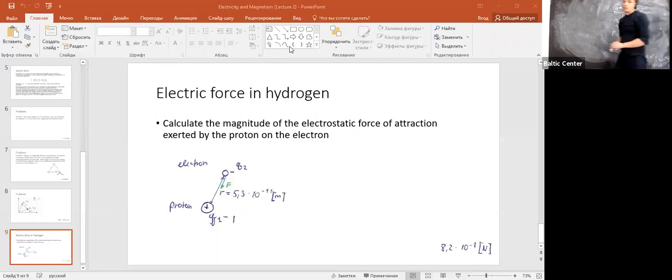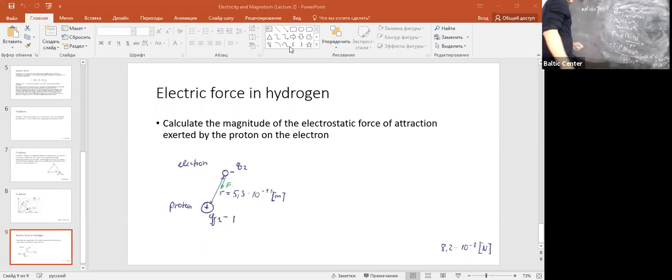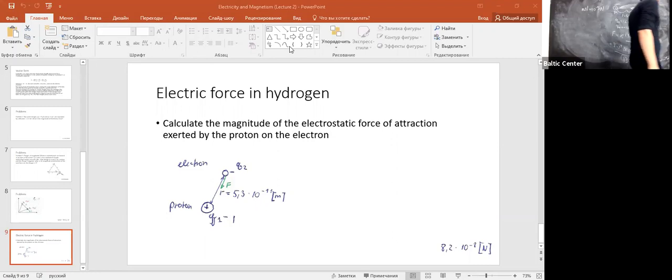Why nano? So nano newtons means 10 to the minus 9 newton. So the answer is 8.2 multiplied by 10 to the minus 8 newtons.